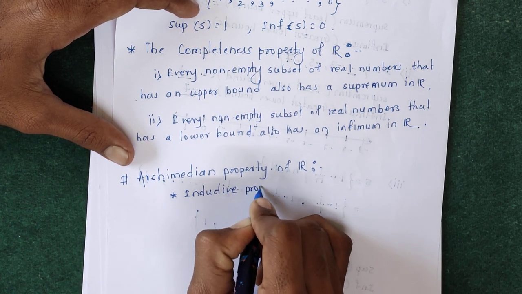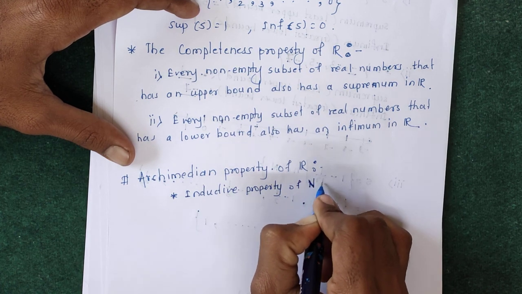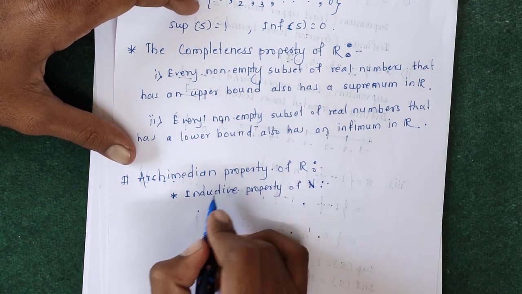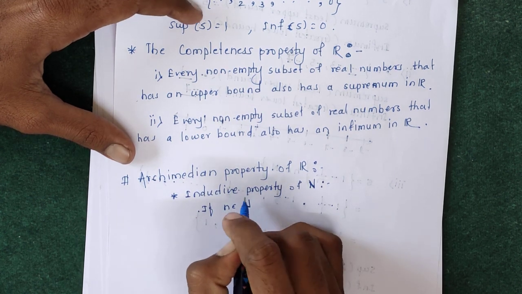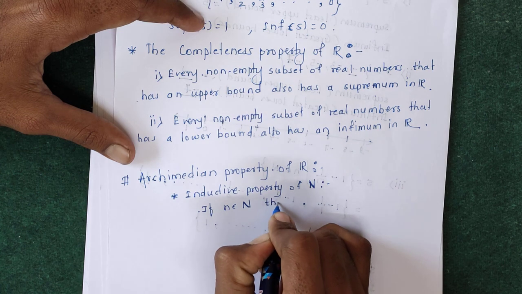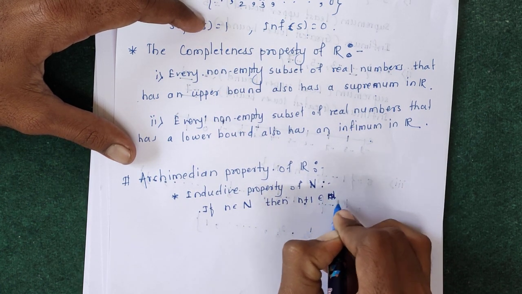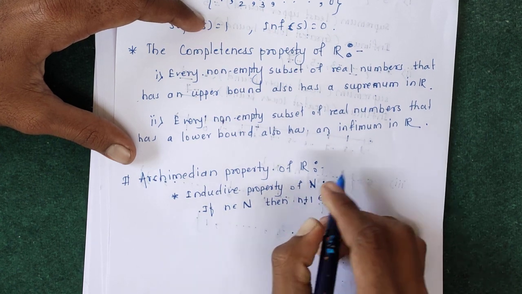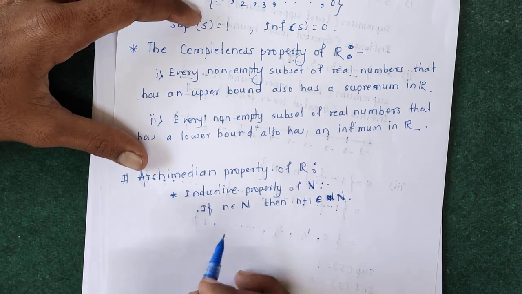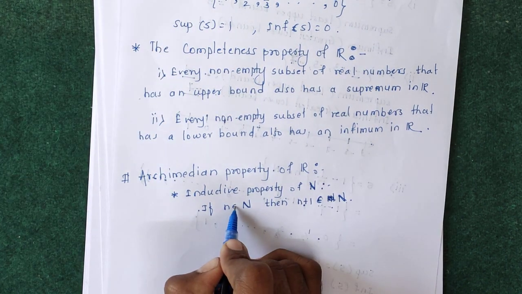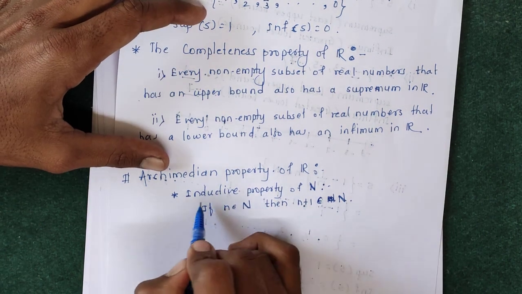Inductive property of N. N is the set of natural numbers. The property is: if n is a natural number, that is n belongs to N, then n plus 1 is also a natural number. This is the inductive property. If we take n equal to, suppose, 10, then 10 is a natural number, so 10 plus 1, that is 11, is also a natural number. This is the inductive property.